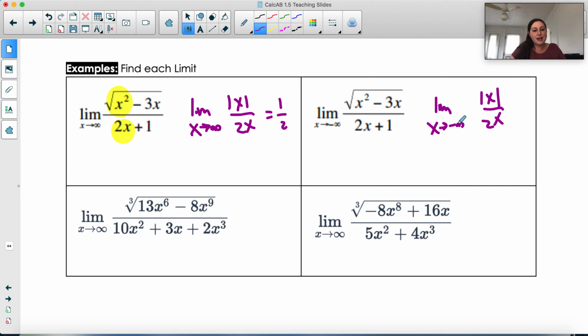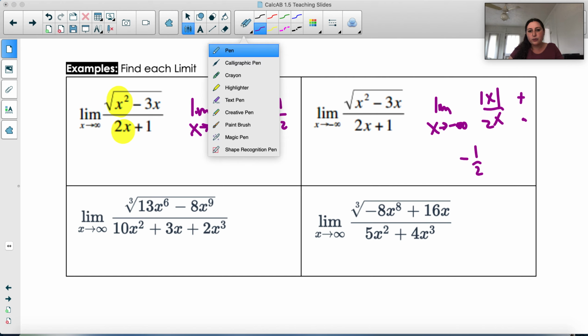So when you plug in negative infinity, the numerator is going to be positive because it's always positive, but the denominator is going to be negative because you're plugging in negative infinity. So you actually end up with a negative 1/2. And that's a really rare case. So if that's over your head, don't worry about it for now. We'll have time to look at that again. But just something to keep in mind with square roots.